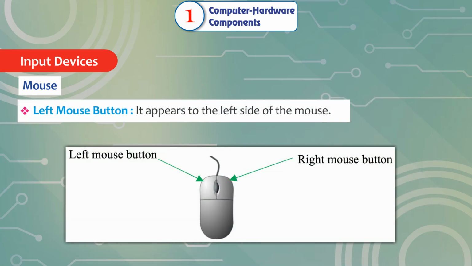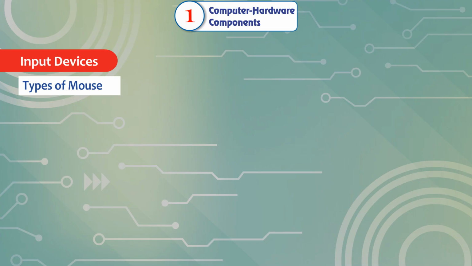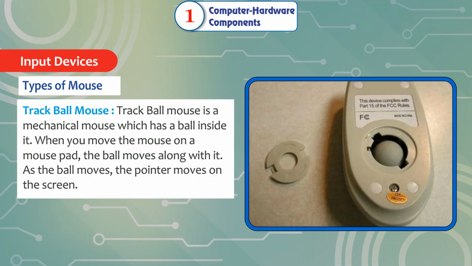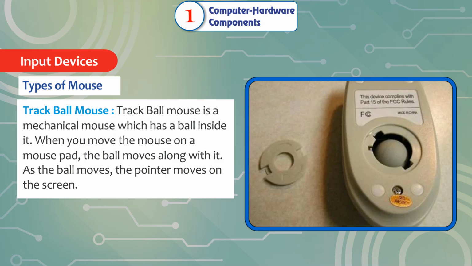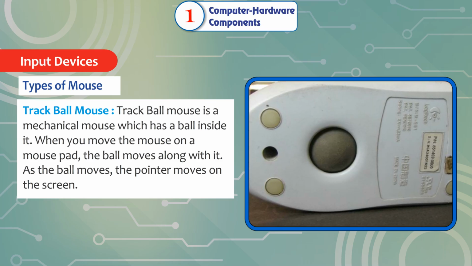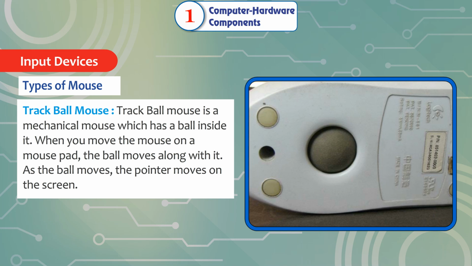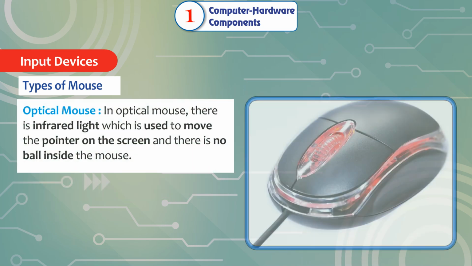Left mouse button. It appears to the left side of the mouse. Right mouse button. It appears to the right side of the mouse. Types of mouse. Trackball mouse. Trackball mouse is a mechanical mouse which has a ball inside it. When you move the mouse on a mousepad, the ball moves along with it. As the ball moves, the pointer moves on the screen.